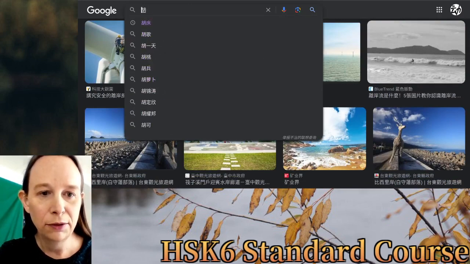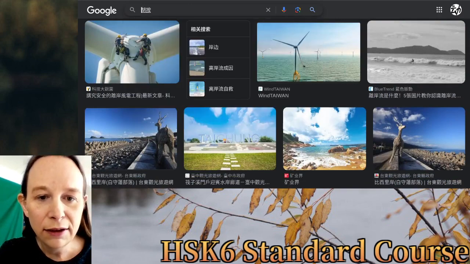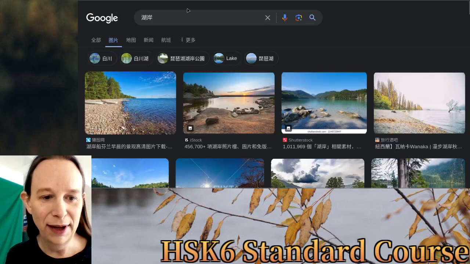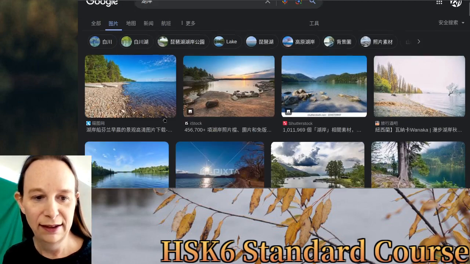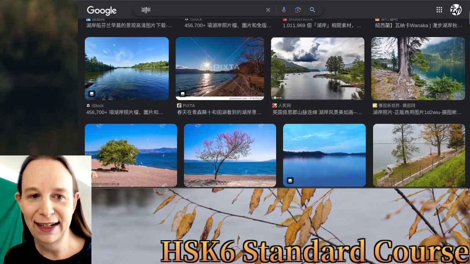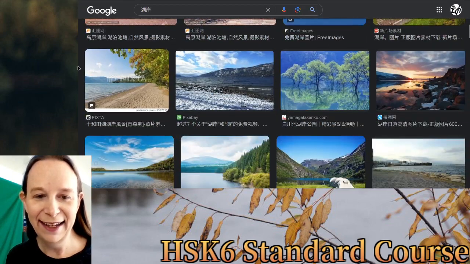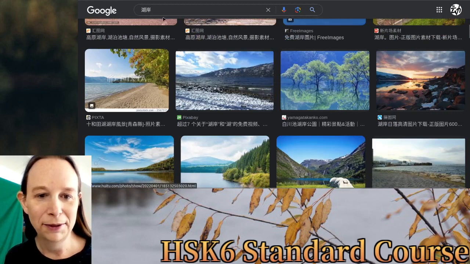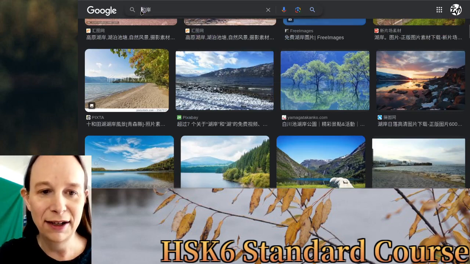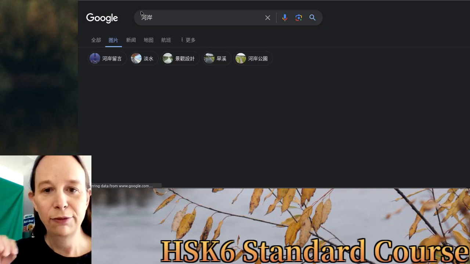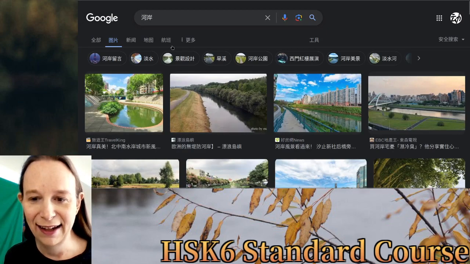湖岸. So 湖岸 is a thing, right? 湖岸. So this is a lake bank, right? The bank of a lake. 湖岸. And 河岸, river bank. 河岸.